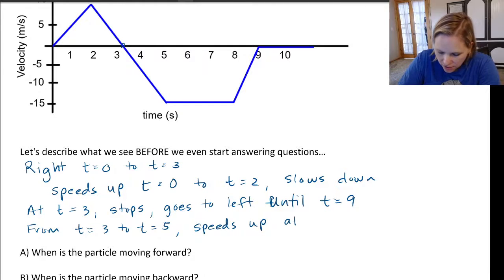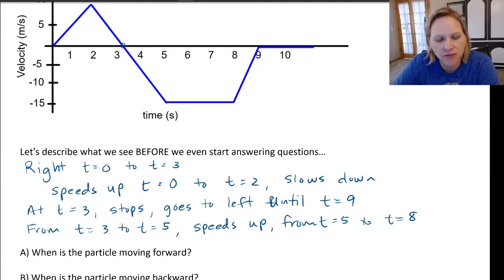And then from t equals 5 to t equals 8, let's look at what's happening. My velocity stays at negative 15 meters per second. So my velocity stays constant. The particle is still moving, it's just moving at a constant speed.